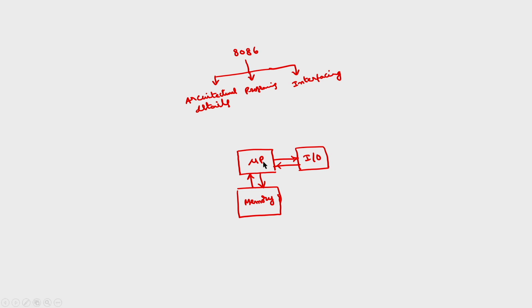Without this memory and I/O interfacing, the microprocessor will not perform any operation. So, the microprocessor has to be connected to the memory as well as I/O. How to connect memory to the microprocessor, how to connect I/Os to the microprocessor, this is what is called interfacing. First, I will discuss the memory interfacing.